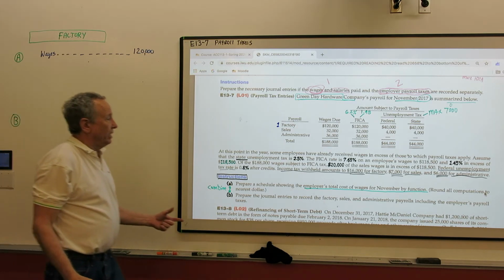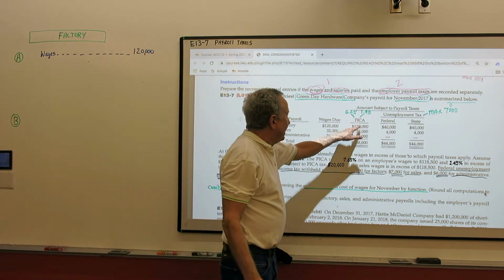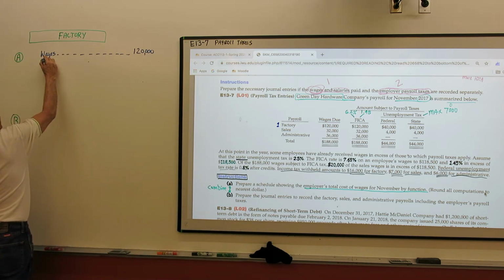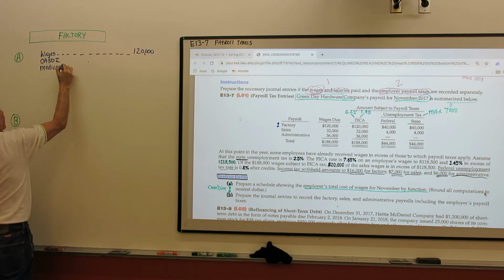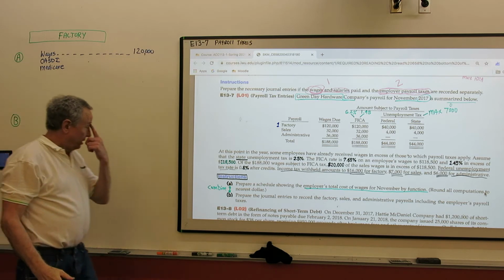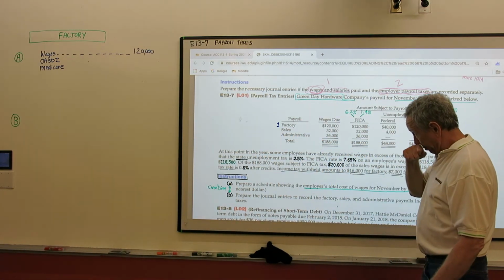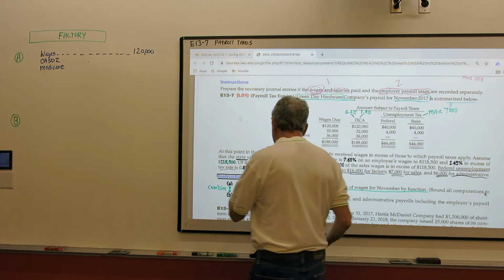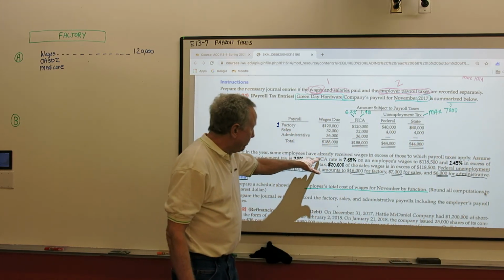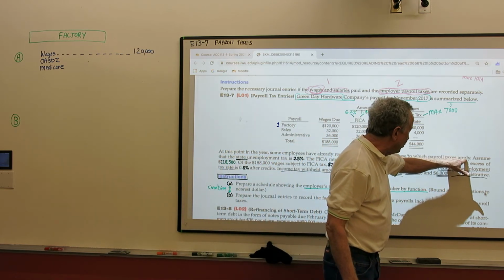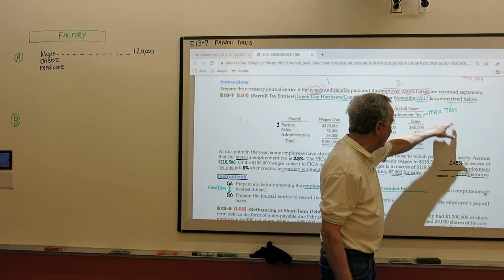Now, how about the next thing? How about the FICA tax? Let's write that down both ways. OASDI, and let's do that Medicare. And again, they tell us, if you read this down below, by the way, I really didn't, but they tell us things, so let's read it. At this point in the year, some employees have already received wages in excess of what the payroll taxes apply to. That's what they're saying. They've already maxed out.